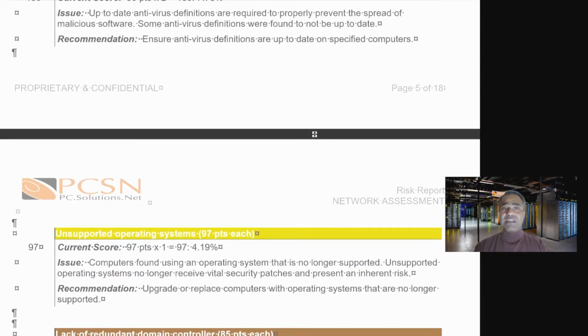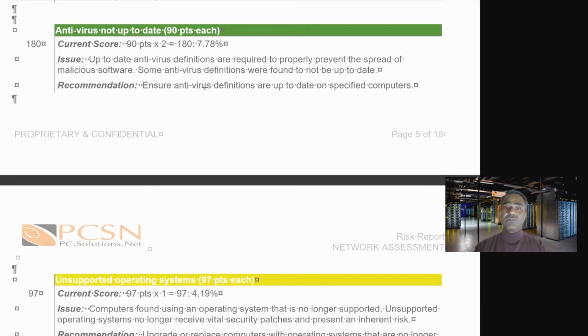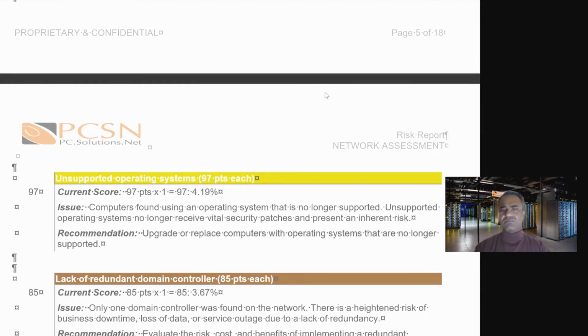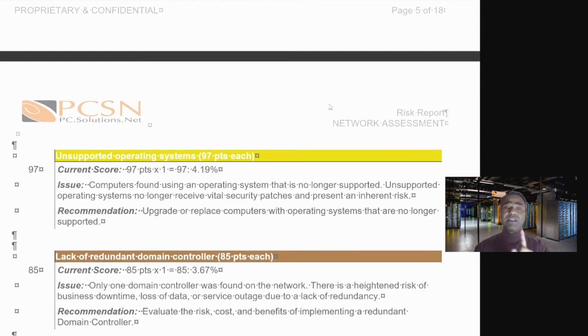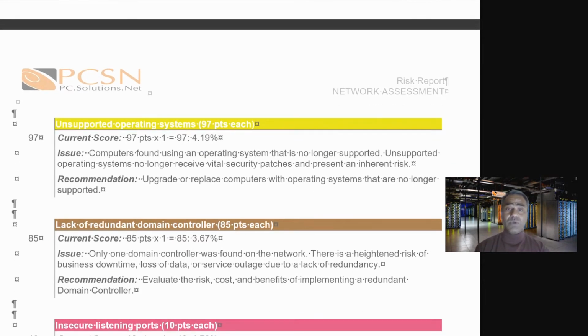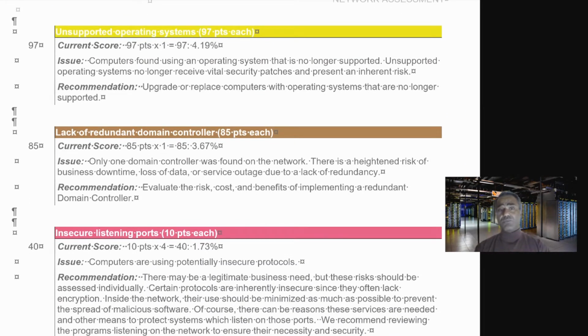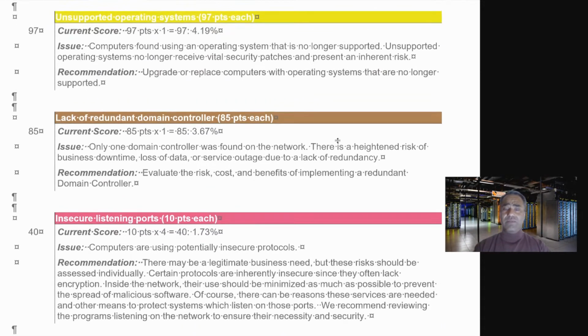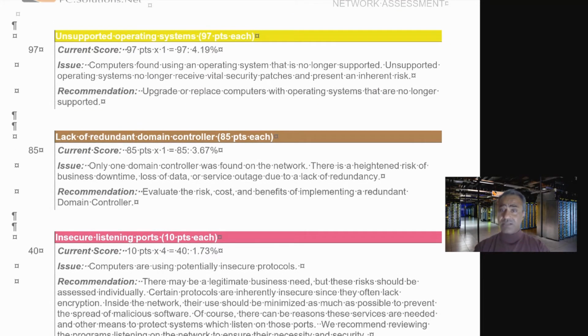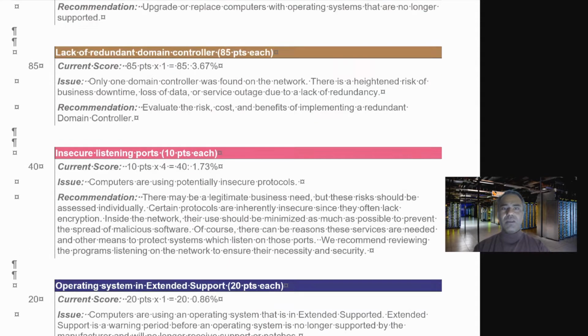Then we have antivirus. So there are two computers where antivirus is not up to date, which is fine. It's only two computers, and it's antivirus, not anti-malware, which is more important nowadays anyway. So we have unsupported operating systems. One computer. Now that's going to be another low-hanging fruit, because if it's an unsupported operating system, that means it's not patched. If it's not patched, that means easy target.